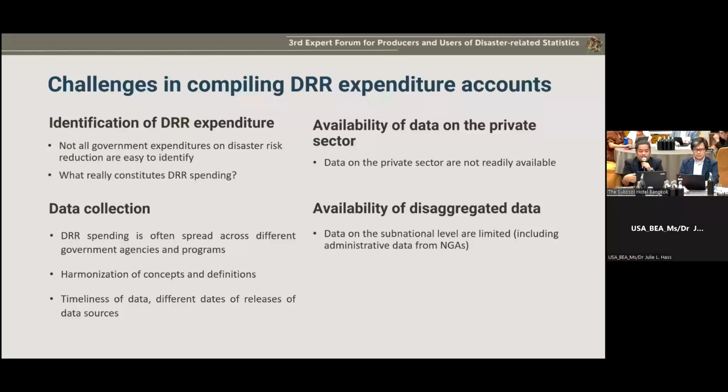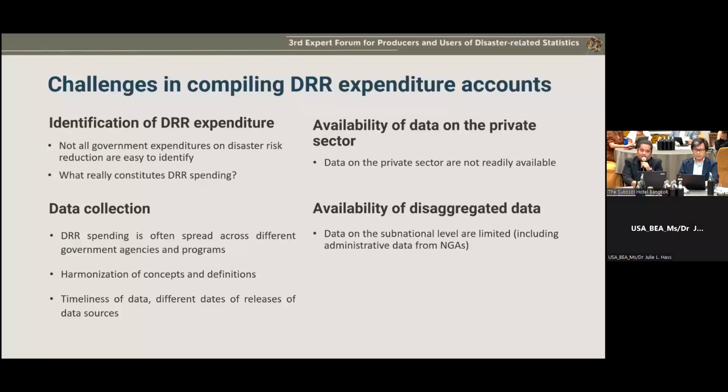So different agencies may have different priorities and needs when it comes to DRR. This can make it difficult to agree on a common set of concepts and definitions. So next, under data collection, we have the timeliness of data. So data from different sources may not be available in a timely manner, and since integrating data from different sources can be a complex and time-consuming process, this can delay the compilation of the accounts.